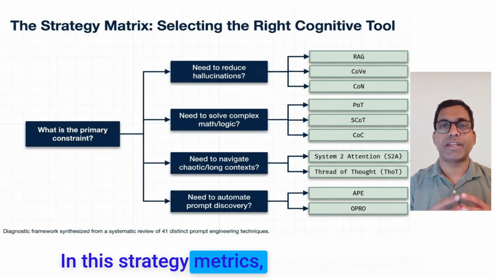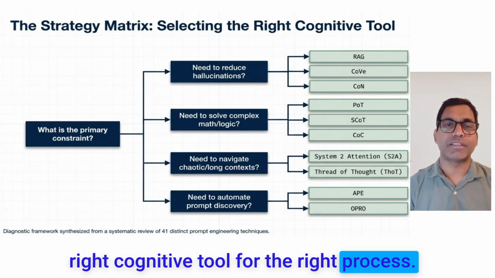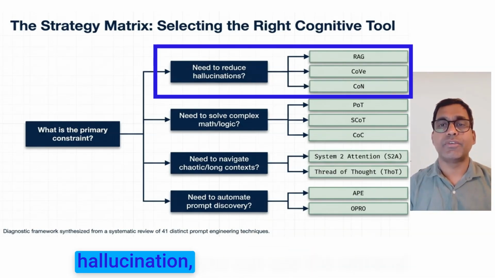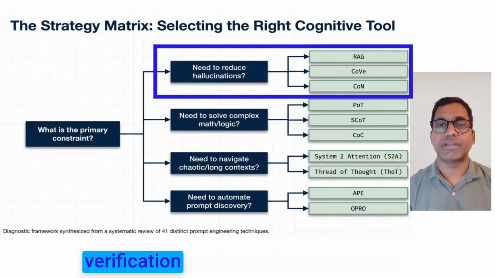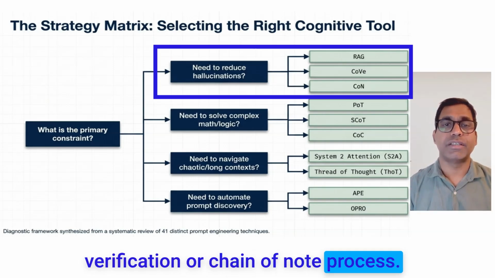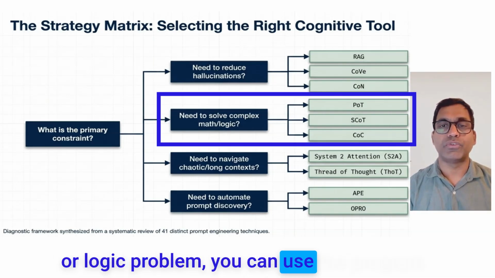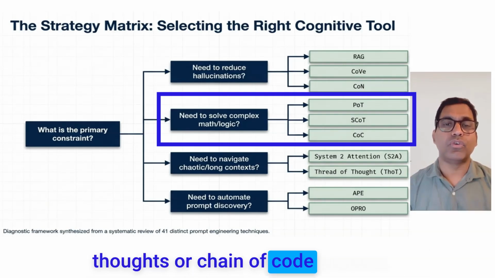Let us finally conclude our prompt engineering discussion using the strategy matrix. In this strategy matrix, you can select the right cognitive tool for the right process. For example, if you want to reduce hallucination, you can use retrieval augmented generation or chain of verification or chain of note process. If you want to solve a complex math or logic problem, you can use program of thoughts, structured chain of thoughts or chain of code process.